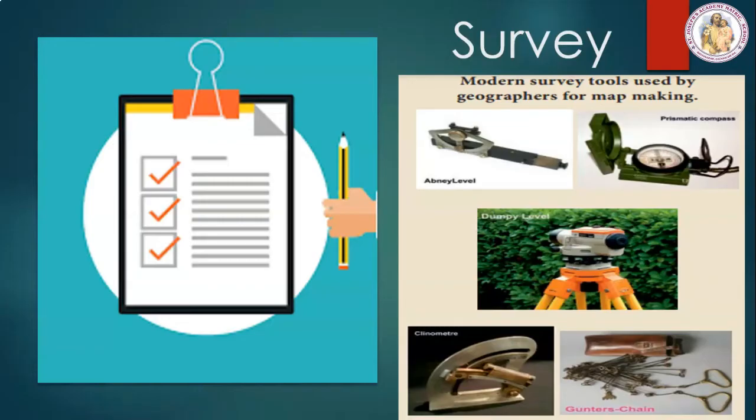Survey. Surveying is done to measure the angle, direction, area, height and distance of an object or place on the surface of the earth using instruments.